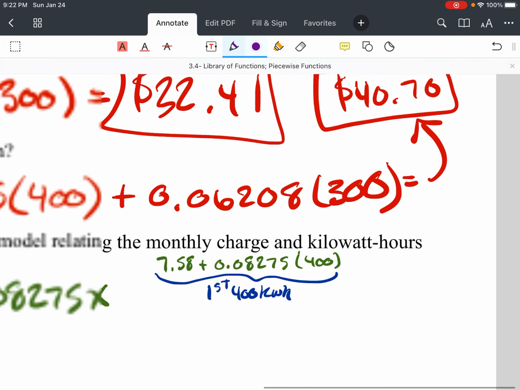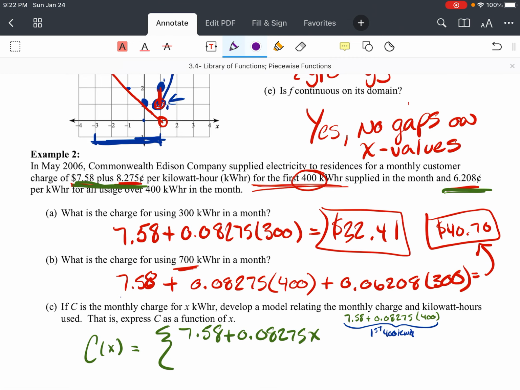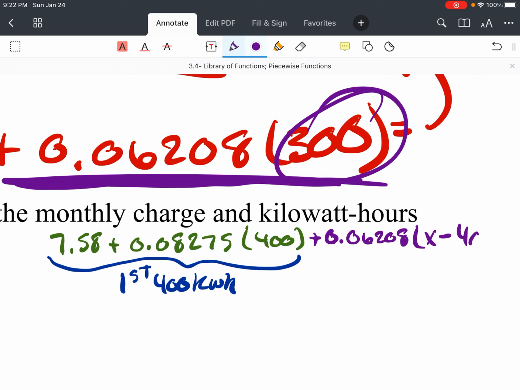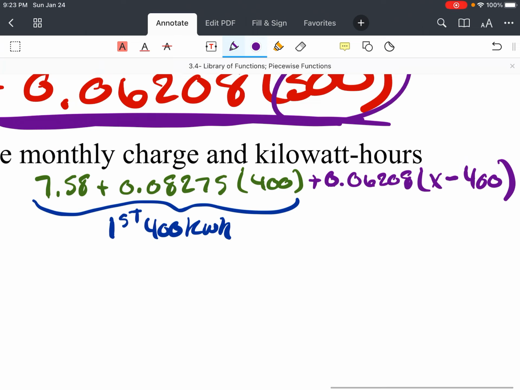All right, so now let's take a look at the next one. The way we calculated part B is we have the first 400 kilowatt hours plus the second rate times the amount of kilowatt hours that we have left over. Okay, so the way we could do that is by saying plus 0.06208 times, well, the way we find out how much is left over, I'm going to take the number of kilowatt hours, x, and I'm simply going to subtract 400.